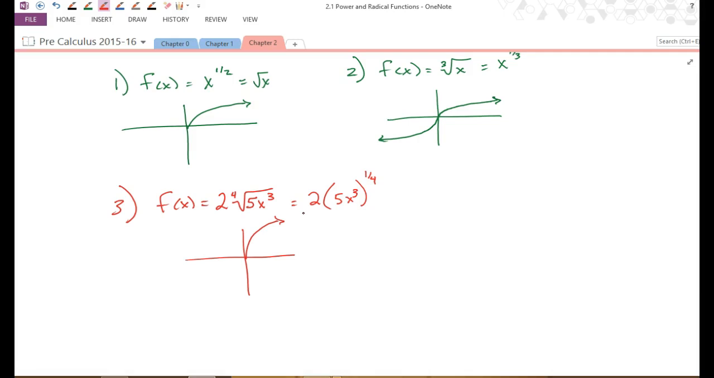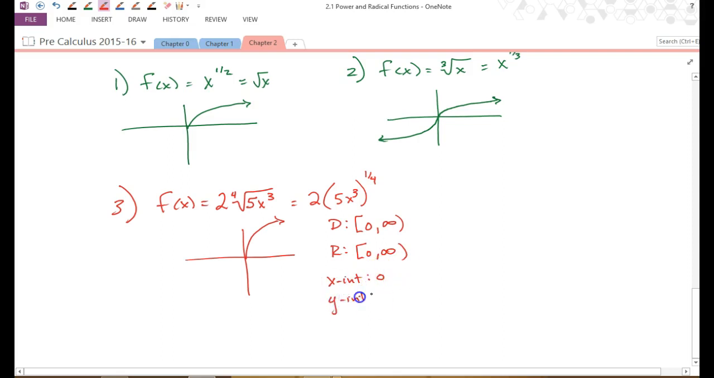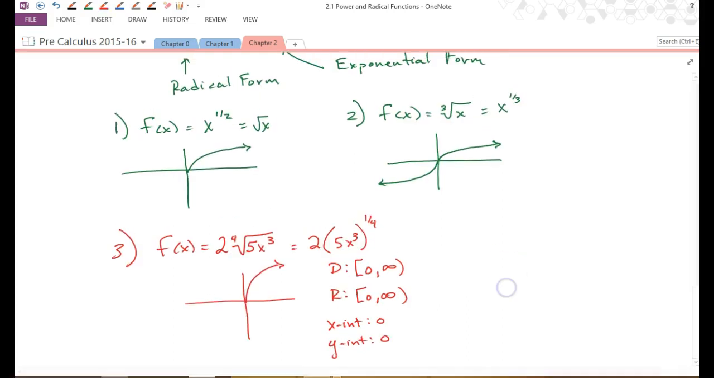Okay, so if we went through and did our quick analysis of this, what would the domain be? Think about the x values. Where is the first x value that this function exists at? So it starts at 0, it technically does include the value of 0, and it goes to infinity. Okay, what about the range of this? If you start from the bottom and go up, what's the lowest y value? Also 0, and it does include that. Okay, what's my x-intercept? 0. Y-intercept? 0. What else do we have to talk about?